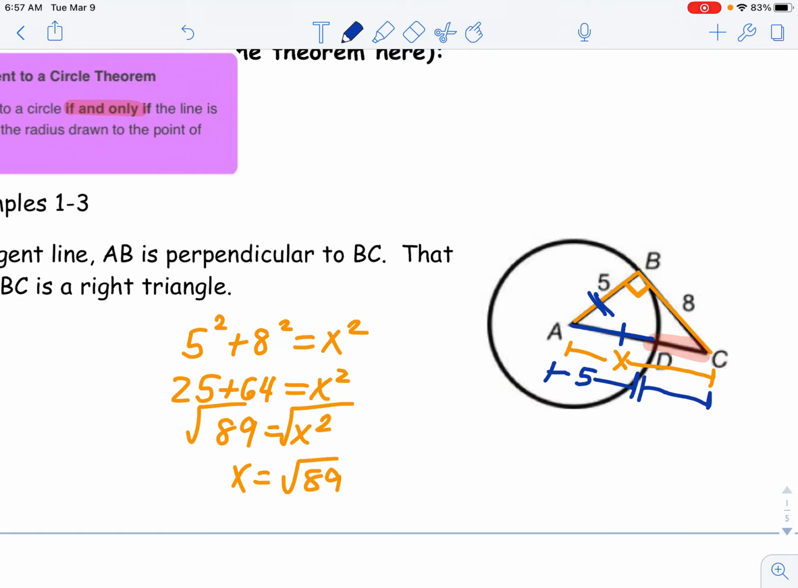So DC is just going to be the square root of 89, the whole thing, minus 5. We need a trusty calculator to actually compute this, and it's about 4.4. All right, stay tuned for more.